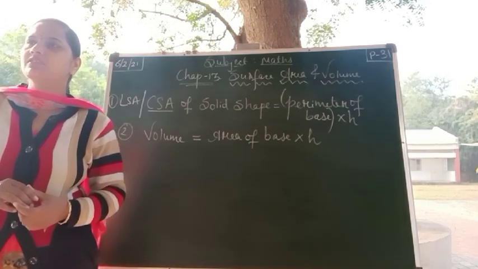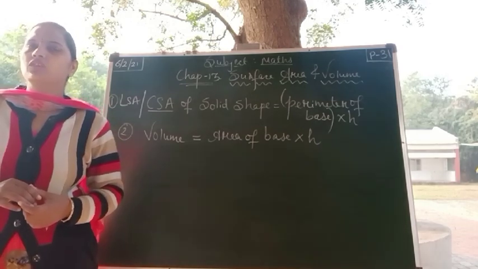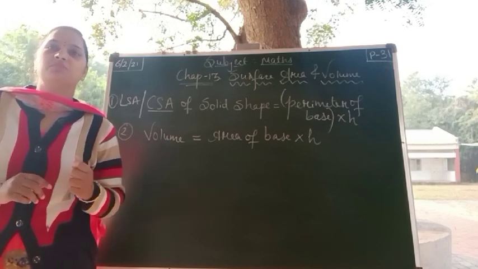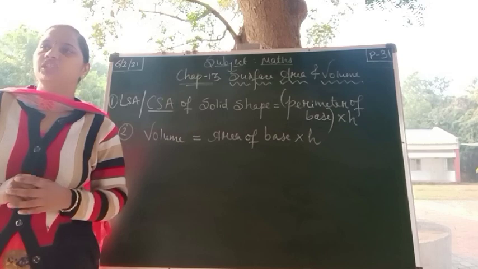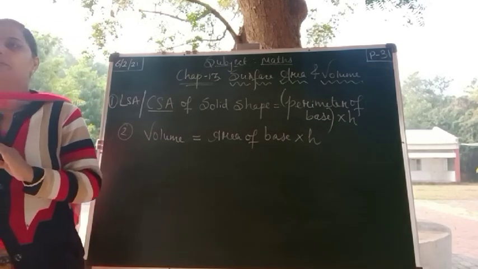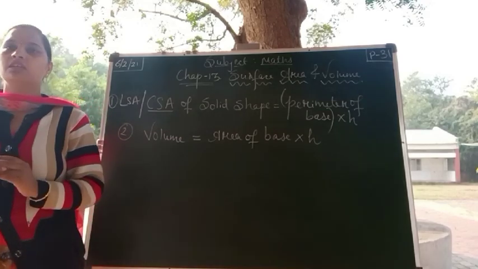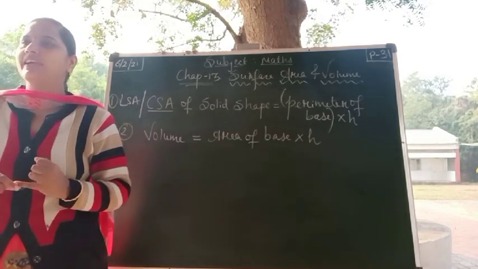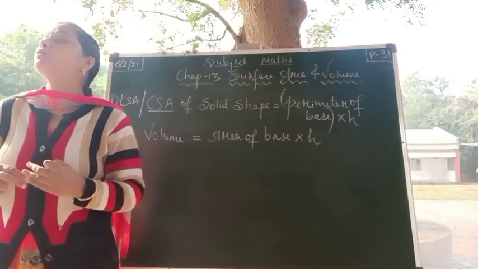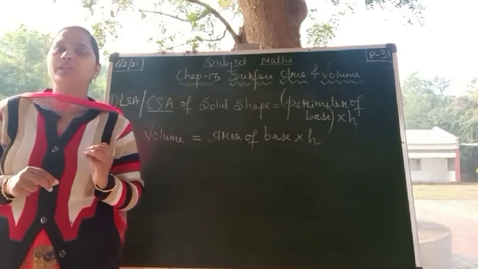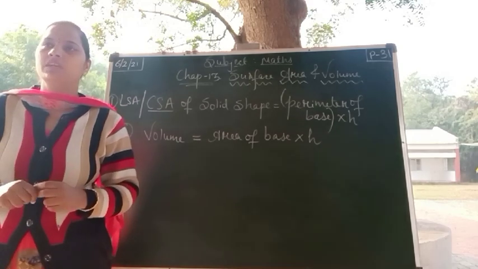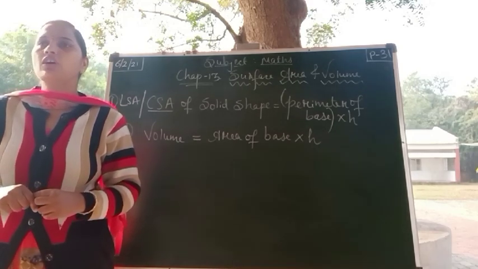Solid shapes means 3D shapes, in which we will know 3 dimensions: length, breadth, height. But if I talk about 2D shapes, that is plane figures, that is rectangle, square, circle. These are plane figures, 2D shapes, in which I know only 2 dimensions. They are known as 2-dimensional shapes. And 3D shapes are known as solid shapes.